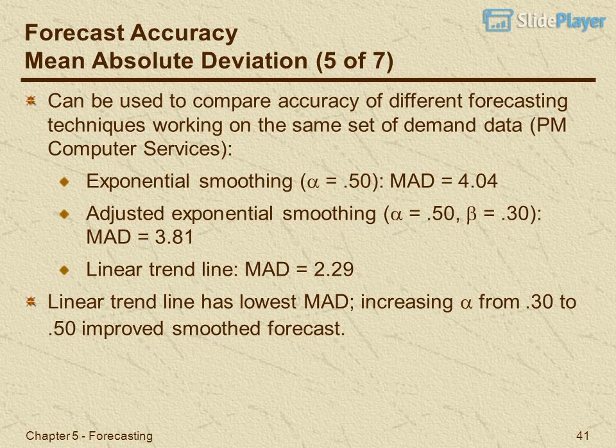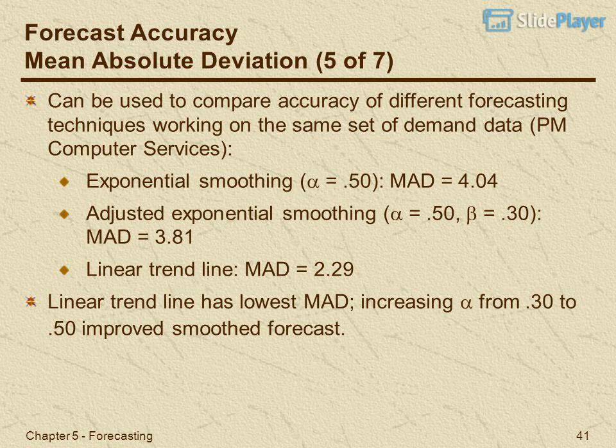MAD can be used to compare accuracy of different forecasting techniques working on the same set of demand data, Prime Minister Computer Services. Exponential smoothing, alpha equals 0.50, MAD equals 4.04. Adjusted exponential smoothing, alpha equals 0.50, beta equals 0.30, MAD equals 3.81. Linear trend line, MAD equals 2.29. The linear trend line has the lowest MAD. Increasing alpha from 0.30 to 0.50 improves the smoothed forecast.